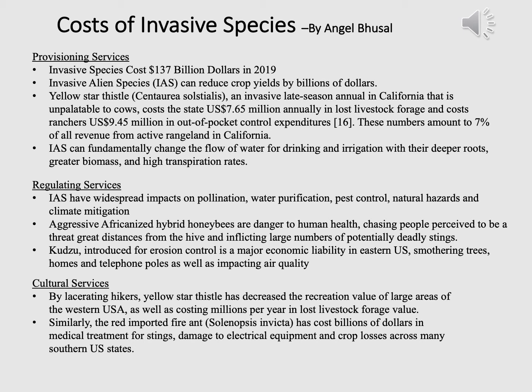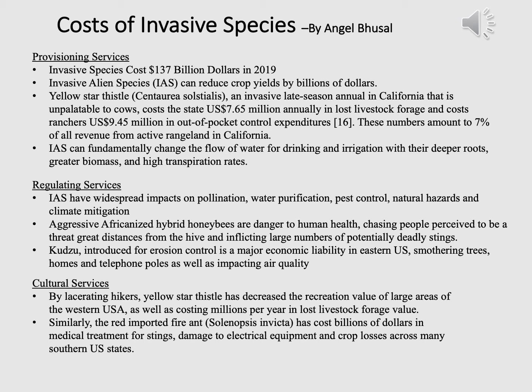Another category is regulating services, which includes pollination, climate regulation, and disease regulation. One example of regulating services is the aggressive Africanized hybrid honeybee, which is a danger to human health, chasing people perceived to be a threat great distances from the hive and inflicting large numbers of potentially deadly stings. Kudzu, introduced for erosion control, is a major economic liability in the eastern U.S., smothering trees, homes, and telephone poles, as well as impacting air quality.